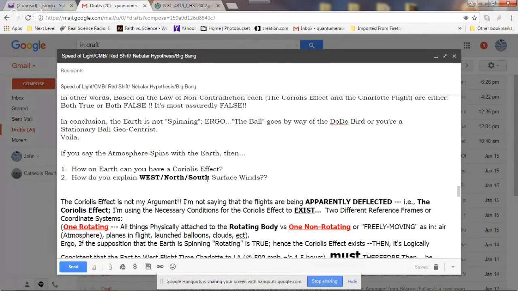Now, if you say that no, wait a second, the atmosphere is all one system, the atmosphere is spinning with the Earth, then how on earth can you have the Coriolis effect? Number one. Here's the next one. You're going to love this one. How do you explain west, north, or south surface winds? If the atmosphere is attached to the Earth, you cannot explain this. There would only be what type of winds? East.